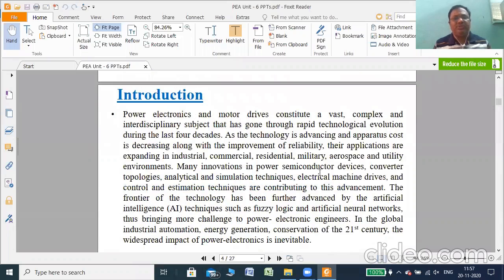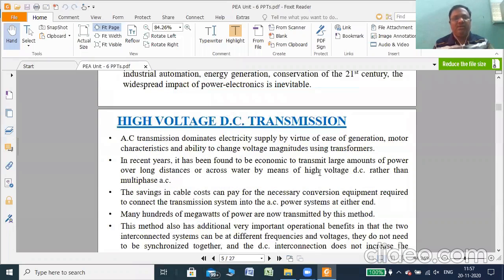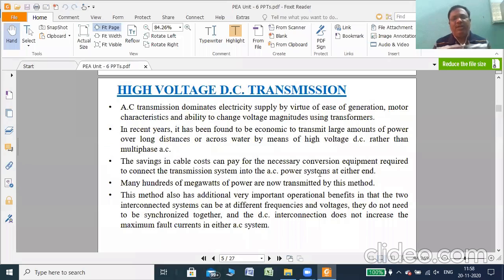We have already seen the learning objectives and introduction in the last lecture: high voltage DC transmission. This is one of the most important, and maybe most interesting, topics in power electronics, because in high voltage DC transmission all three types of converters, AC to DC, DC to DC, and DC to AC, can be used. So it is one of the vital applications in power electronics.